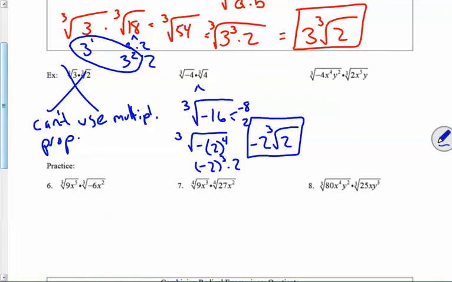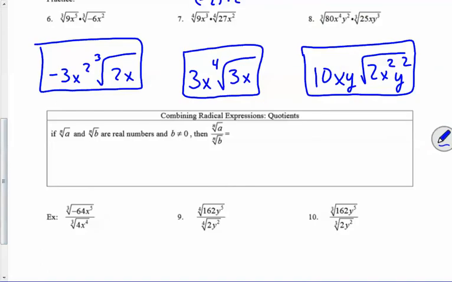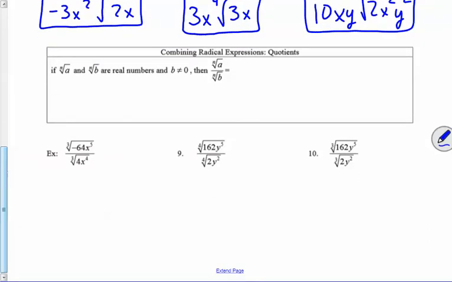And then we'll try this next one again. We get the third root of negative 8, x to the 9th, y to the 3rd. So that gives me negative 2, x to the 3rd, y. Alright, pause the video, practice these next couple problems. Okay, so here are the answers to 6, 7, and 8. If you didn't get these answers, then make sure you ask us in class when we start going over these again. Alright, let's move on to the last property here, combining radical expressions.